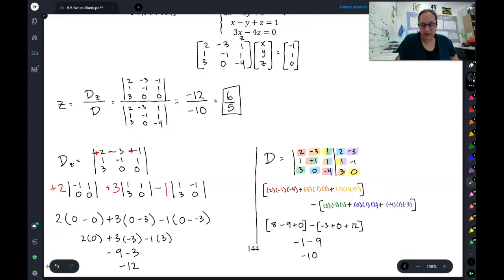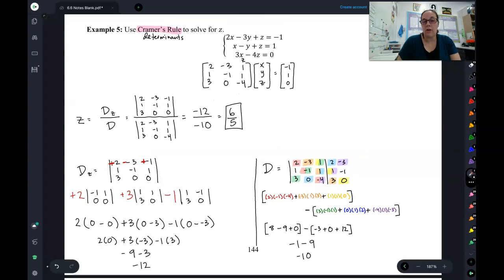Let's check your work and see how you did. So for dz, I used my expansion by minors like I was supposed to. So I have a plus 2, a negative -3, which is a plus 3, and a positive -1, which is a -1. And then I did my canceling to get what's left, canceling to get what's left, and canceling to get what's left. And then I had a 2 by 2, so I just did the determinants from there to get -12. For my regular determinant, I did my diagonals method, tried to color code it all, simplified it, and I got -10. So -12 divided by -10 is 6/5.